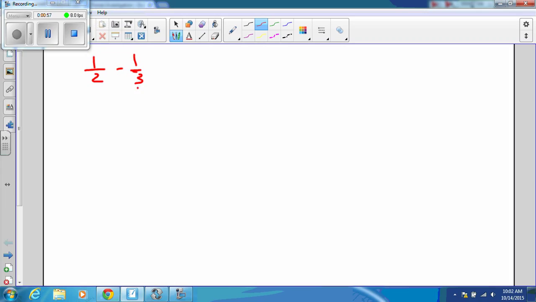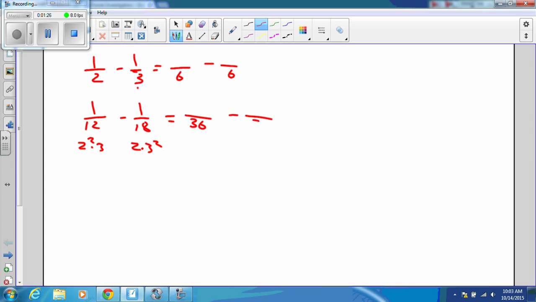So here my factors are 2 and 3, and there it is. If I had something more sophisticated, I would definitely not want to use 12 times 18 as my common denominator, although I could. I want to use the least common multiple, which is going to be, let's see, this is 2 squared times 3, and this is 2 times 3 squared. So I would want to use 2 squared and 3 squared, which is 36, as my common denominator. All of you very familiar with that procedure, right?